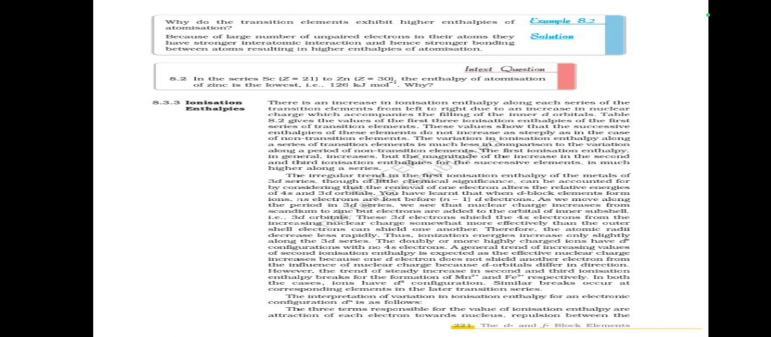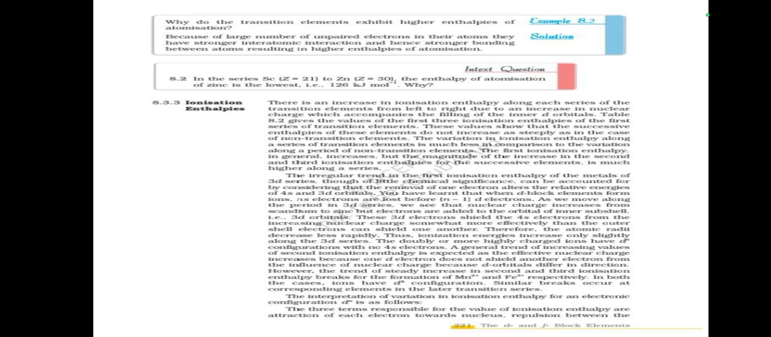In both cases the ions have a d5 configuration. Similar breaks occur at corresponding elements in the later transition series.